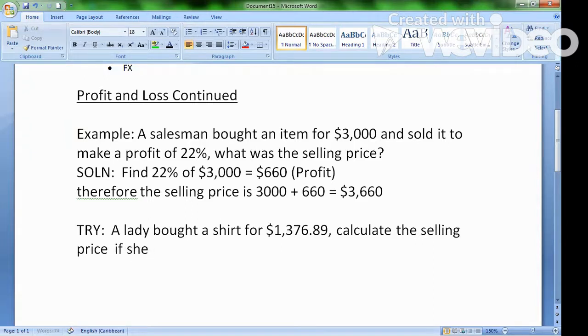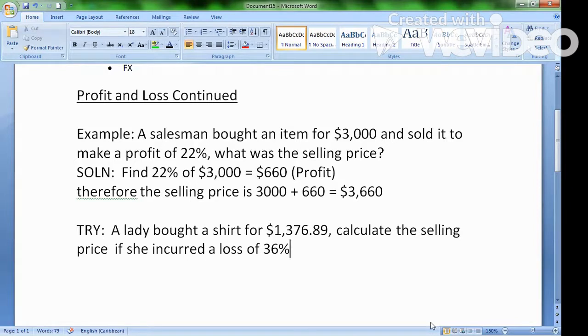If she incurred a loss of 36%. All right. So she's making a what? She made a loss. So for a profit, we add. So if she makes a loss, what are you going to do? Take away. Right. So let me give you 1 minute to do that.